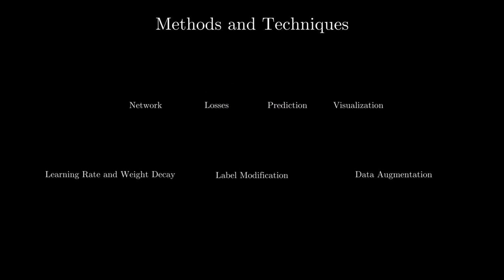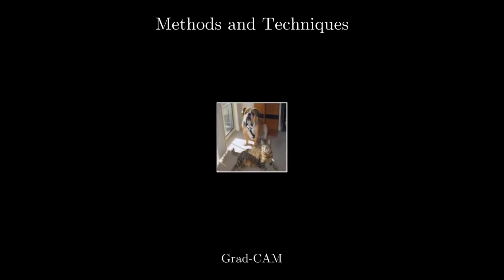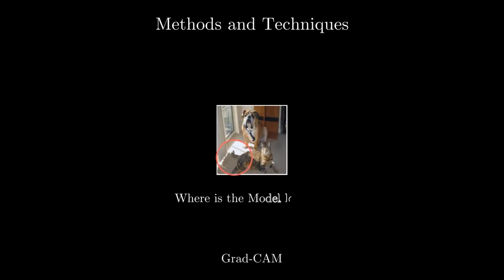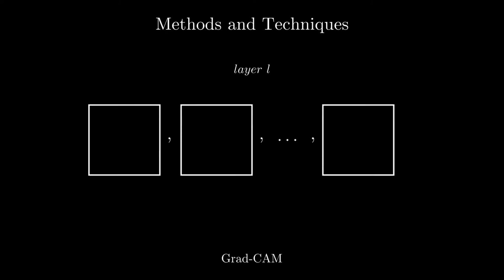There have been various techniques proposed in recent times to understand the workings of a deep CNN. Here we have used a sophisticated gradient-based visualization technique called Grad-CAM. Grad-CAM helps us answer the question, where is the model looking at? Activation maps are generated for a particular layer. Here, the activation maps A1, A2 and AK are generated as an output of layer L.